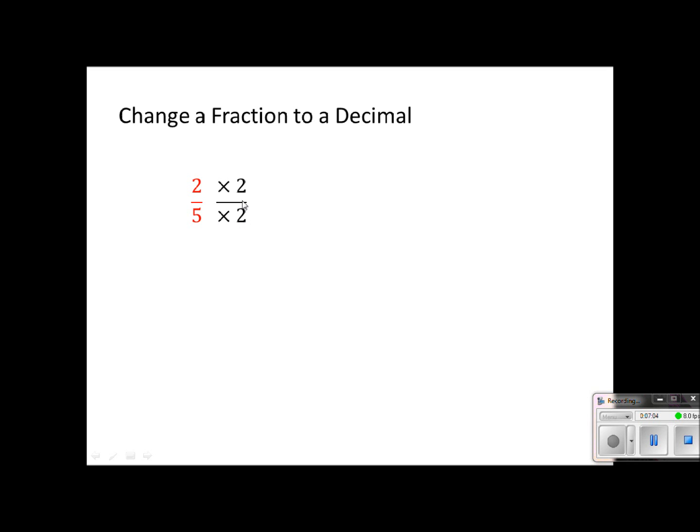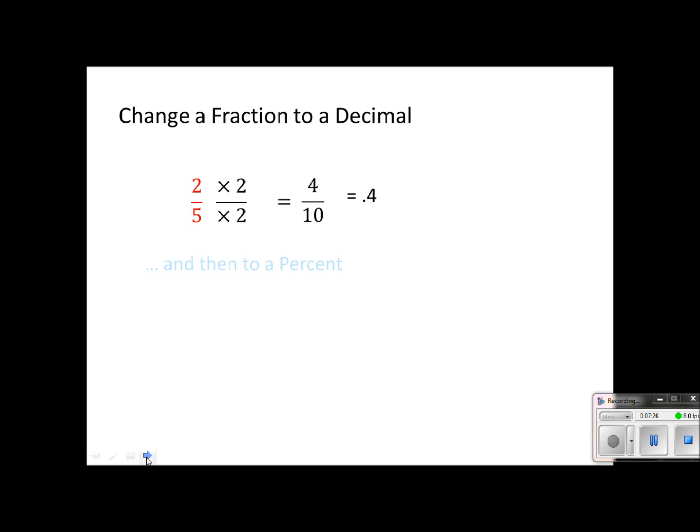And if I multiply the denominator, I have to multiply the numerator as well. So I'm going to multiply the top and bottom by 2, which would give me 4 over 10, which now the denominator is a 10, so I can easily write this as 4 tenths.